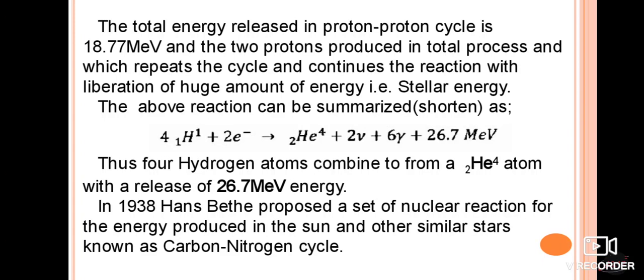So this is the first reaction we have taken in nuclear fusion, 4H1 with 26.7 MeV. The same nuclear fusion process takes place in the sun as well as the stars. In 1938, Hans Bethe proposed a set of nuclear reactions for the energy produced in the sun and other similar stars, known as the carbon-nitrogen cycle. So one more cycle is there, called the carbon-nitrogen cycle.